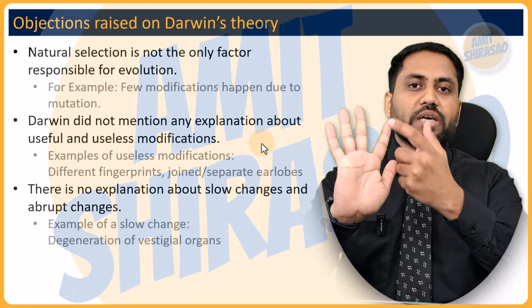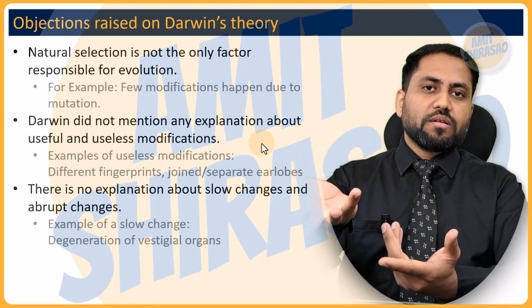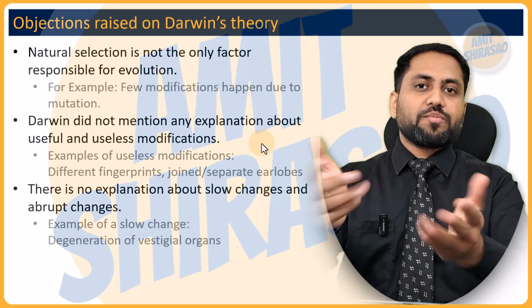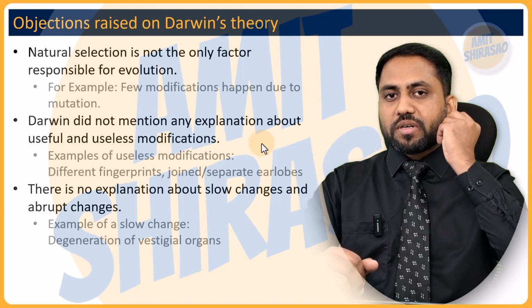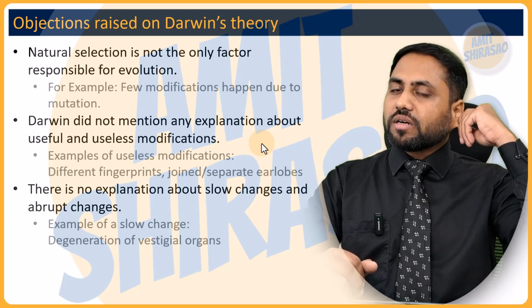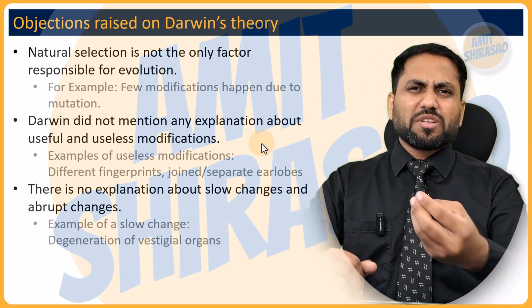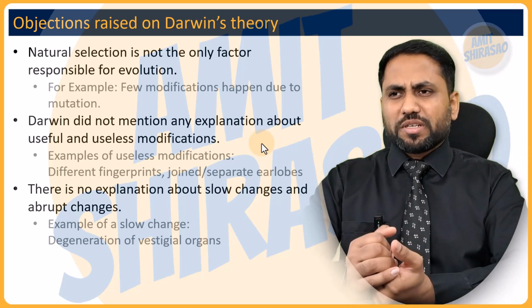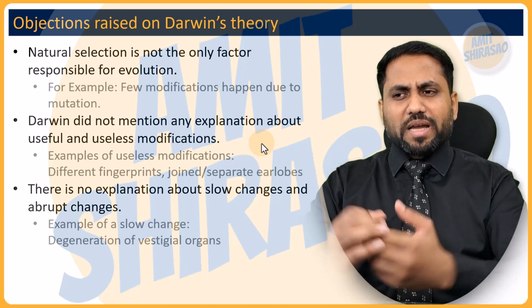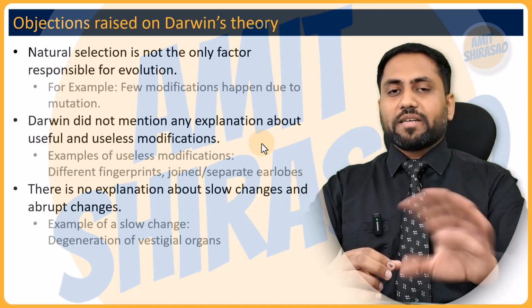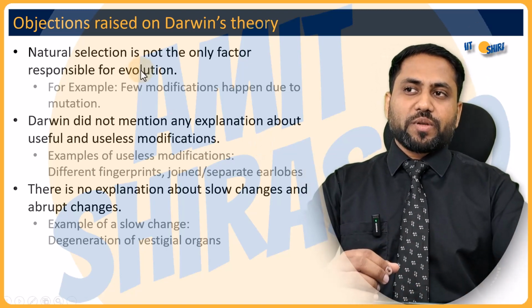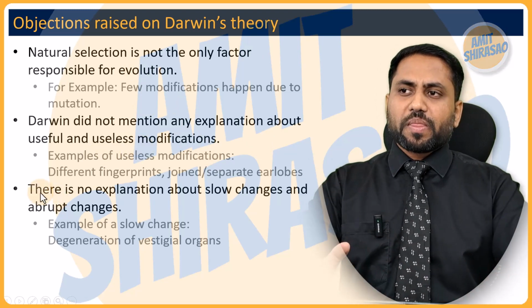For example, everyone has different fingerprints. Absolutely useless. Handprint, absolutely useless. Some people have joined earlobes. Some people have separated earlobes. Absolutely useless modification. What is the use of it? So why did these modifications also pass on? That Darwin does not explain in his theory of natural selection.